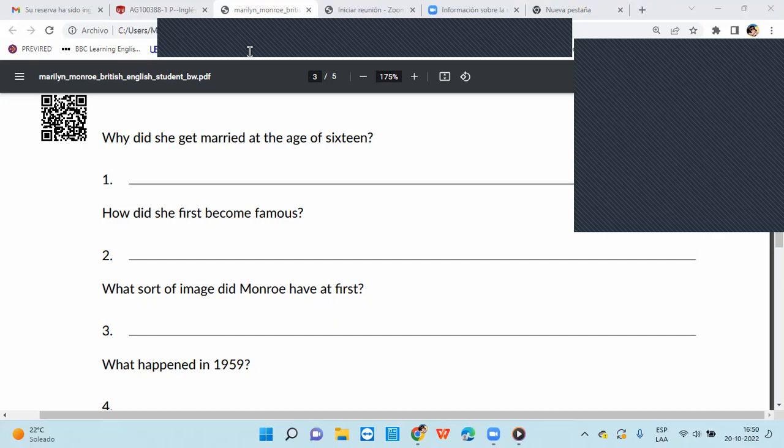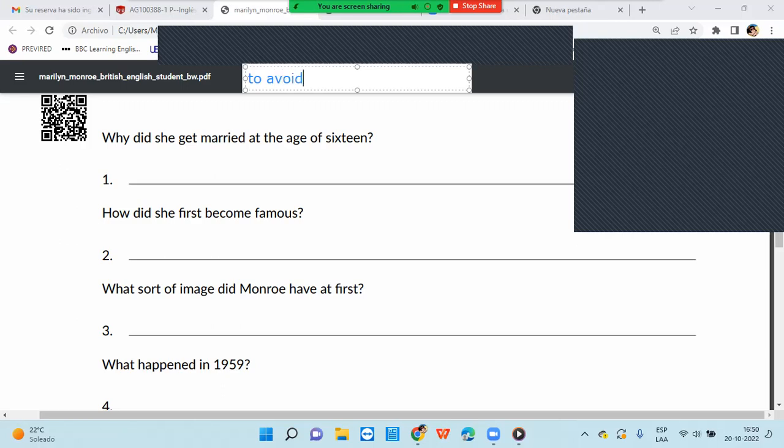Okay, I think that she got married with a neighbor for about the orphans. I mean, in order to avoid, yeah, in order to avoid going to an orphanage. To avoid going to an orphanage. That's why she got married to a neighbor at the age of 16. Yes? Yes. Okay, let's see number 2.